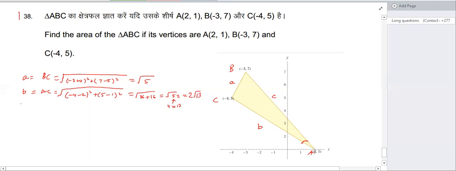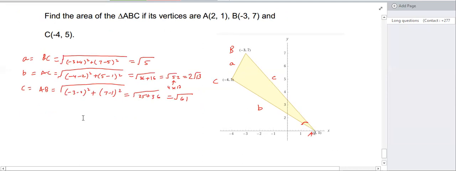And then C is equal to AB, which is equal to the square root of (-3 minus 2) all squared plus (7 minus 1) all squared, which is equal to the square root of 25 plus 36, which is the square root of 61.